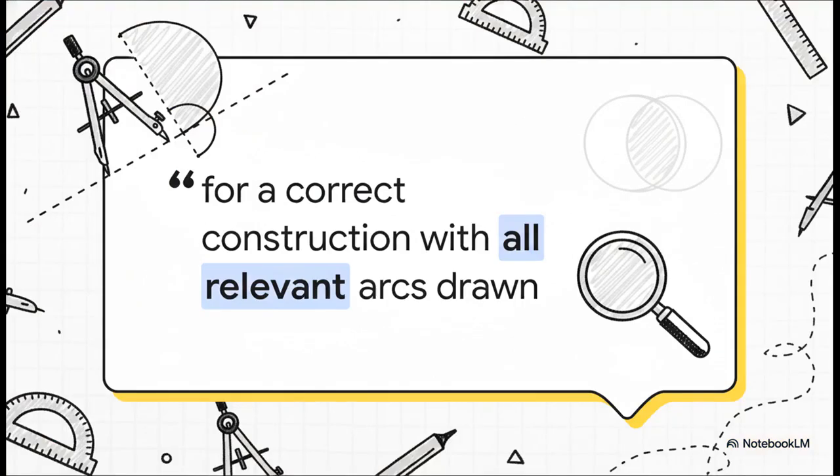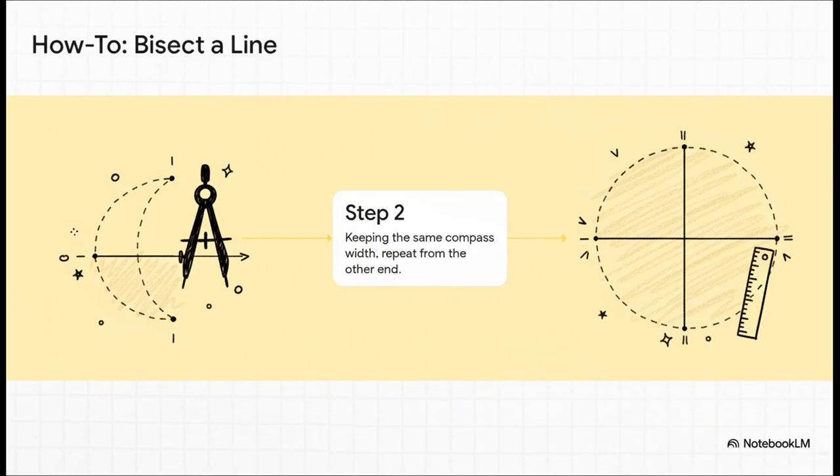This is where the magic happens. It doesn't just say for a correct bisector. It says for a correct construction with all relevant arcs drawn. That last part, that's where the second mark is hiding in plain sight. So here's how you do it perfectly.